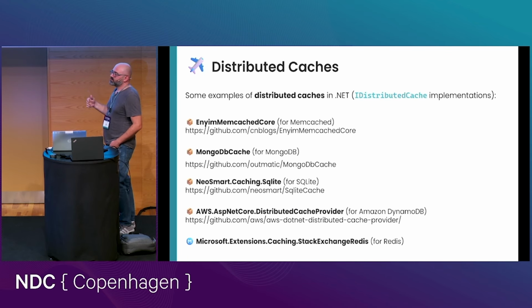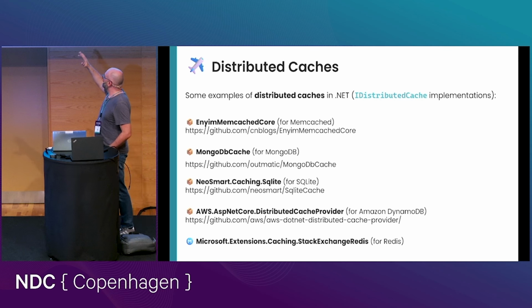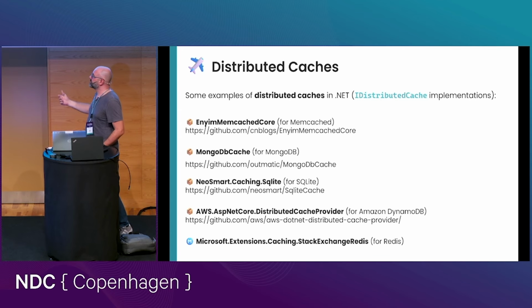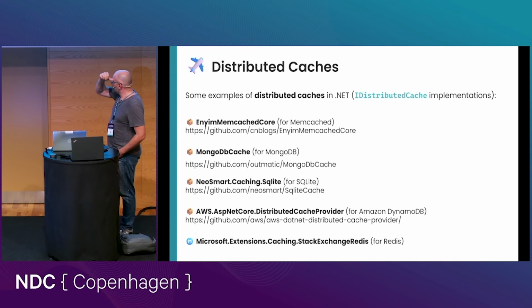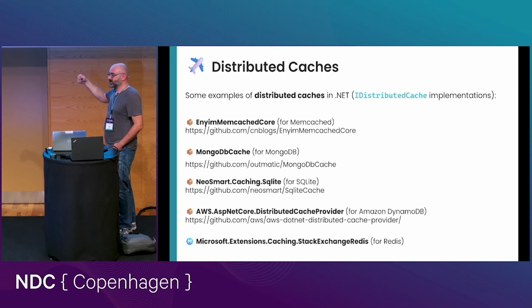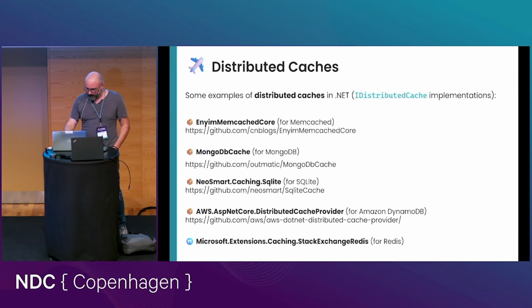Examples of distributed caches, which again in .NET means implementing the shared IDistributedCache first-party interface, are one for Memcache, MongoDB, SQLite, Amazon DynamoDB. There are many. And if you go, by the way, on the FusionCache repo, there's rich documentation, and I listed the main ones that I think can be useful in your day-to-day job. And finally, probably the most used one, which is Stack Exchange Redis, which is made by Microsoft. It's an implementation of distributed cache made by Microsoft based on the StackExchange.Redis open source library.